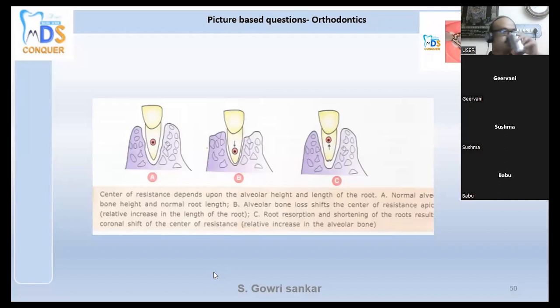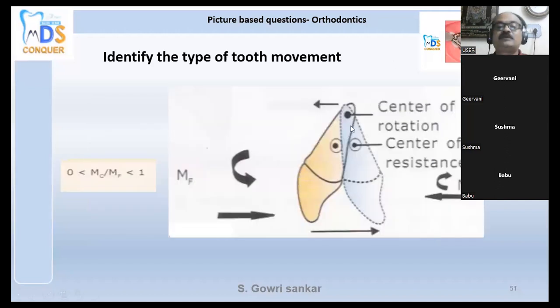Any doubts up to here? Now it becomes very clear to you. This point is very, very important, that's why I am stressing it so much. Imagine I have drawn a line through the long axis of my tooth. This is the initial position of the tooth and this is the final position. I have drawn the lines from A to this point. Now, if I draw the lines like this and like this, where are they meeting? They are meeting at the apical area. In such a case, identify the type of tooth movement. When they meet at the apical end, it is controlled tipping. Now you understand what I mean by the initial position and final position.